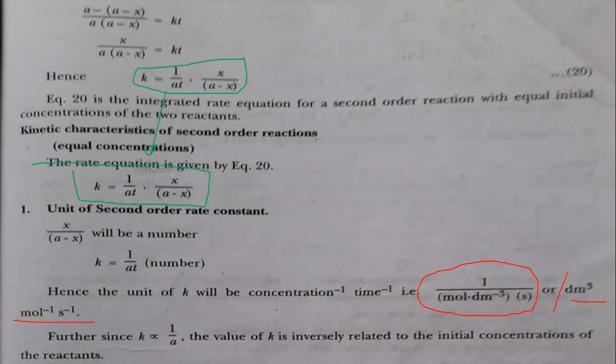Now, we know the unit of concentration, that is X and A minus X. This is the concentration of the product after time t, and this is the concentration of the reactant after time t. Remember, don't get confused. Now this concentration term gets cancelled, because the unit is the same. Now see what happens here.